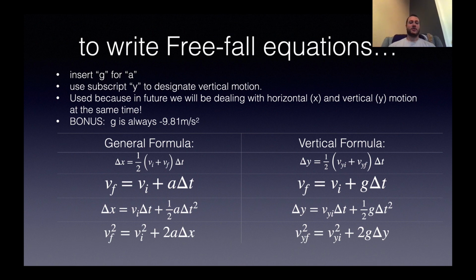And the one variable that doesn't change is time, right? Time doesn't change because time doesn't care whether you're moving horizontal or vertical. Time is going to be time. No matter which direction you're moving, that time is going to continue to pass. So what we can see here based on free fall is we have objects that are solely under the influence of the force of gravity, which then results in the acceleration due to gravity of negative 9.81 meters per second squared. And we can modify our general formulas to get our vertical formulas.